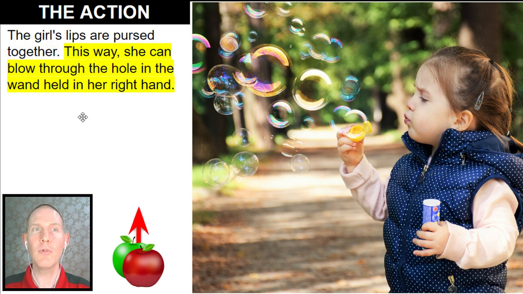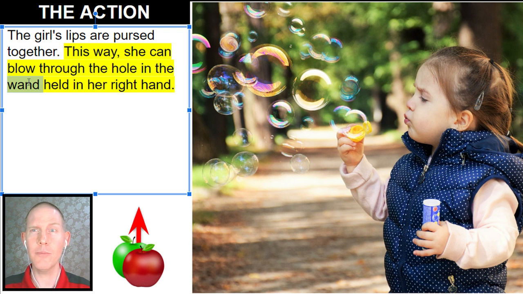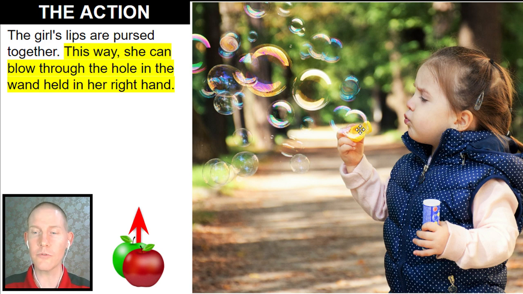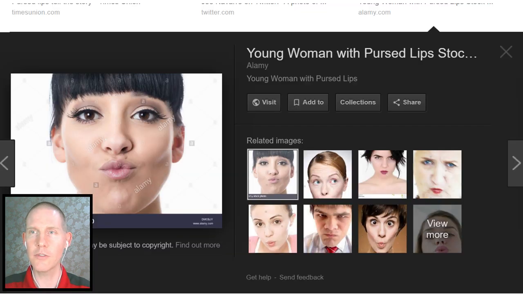This way, she can blow through the hole in the wand held in her right hand. Okay, so if she purses her lips together, then she can blow, right? And the air will come out much stronger than if she tries to go like... So she purses her lips together and she can blow through the wand. Are we talking about Harry Potter here with the magic wand? Not so much. All right, we're talking about a wand for blowing bubbles. All right, let's see if we can find a picture of that.